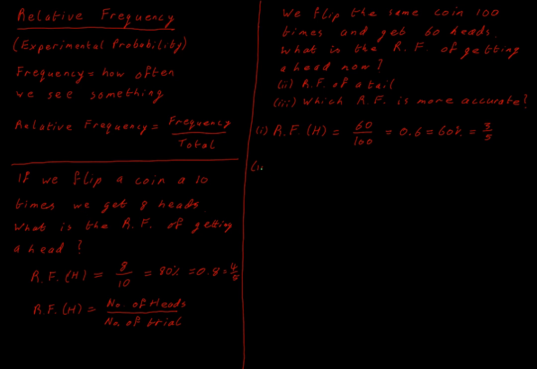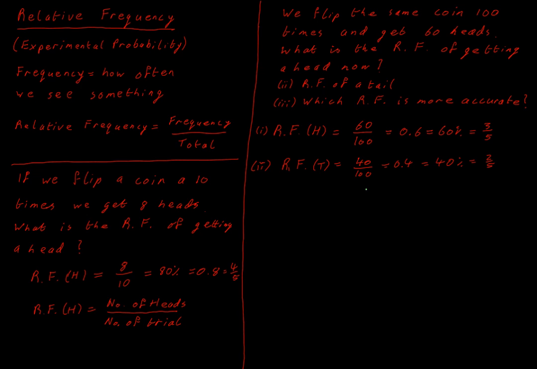Now, what would be the relative frequency of getting a tail? With the same experiment, I wasn't exactly told how many times I got a tail, but I can work it out. If I'm flipping a coin, I only have 2 options. I could get a head or I could get a tail. So if I got 60 heads, I must have gotten 40 tails. 40 out of 100, which I could write as 0.4, or as 40%, or as 2/5, again if I recognize I have my common factor of 20, top and bottom.